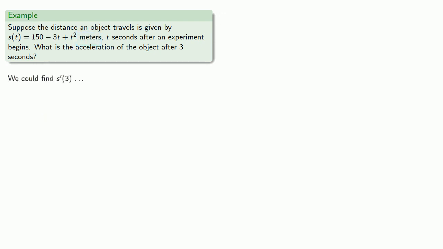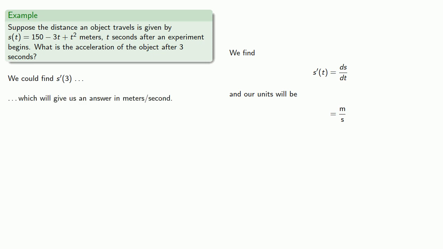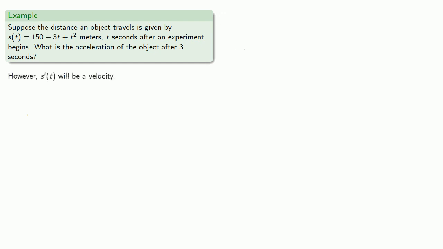We could find s prime of 3. So again, we find s prime of t, that's really ds dt, and so our units will be meters per second. And so s prime of 3 will give us an answer in meters per second, and this is not an acceleration, so this still doesn't answer the question. However, s prime of t will be a velocity. Now, we'll call it v of t, and we can actually find that derivative.